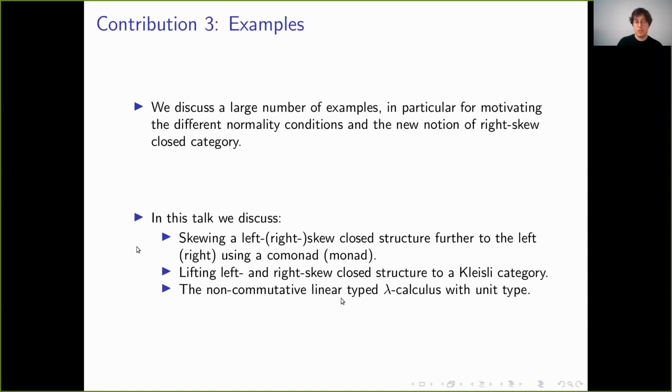So the first goes as follows. You start with, for example, a left-skew closed category. How can you further skew it to the left using a comonad? Or if you start with a right-skew closed structure, how can you skew it further to the right using a monad? Then we'll see how, starting from a skew closed category and a monad on it, to lift the skew closed structure onto the Kleisli category of the monad. And the third example is the non-commutative linear type lambda calculus with unit type.